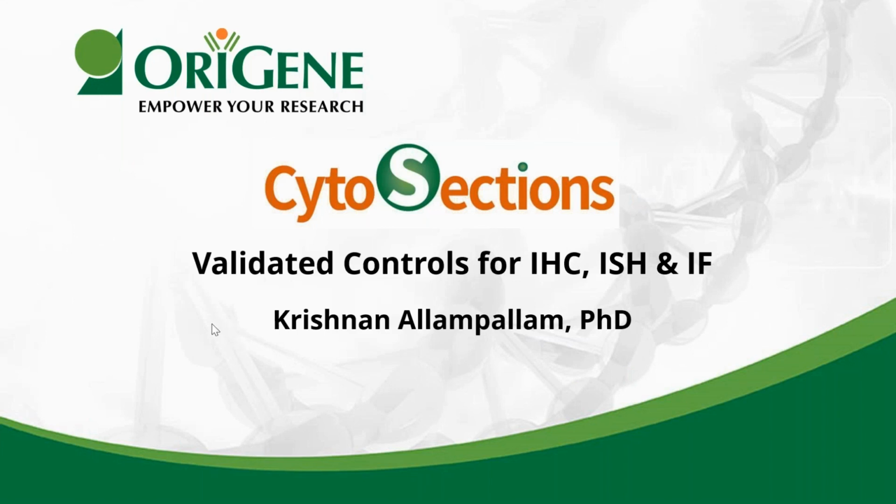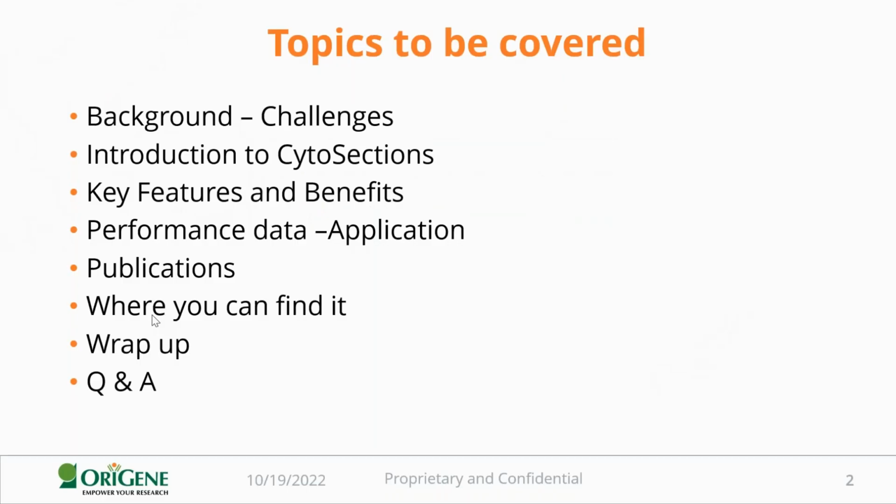We're on to the webinar, starting off in CytoSections, validated controls for immunohistochemistry, in situ hybridization, and immunofluorescence staining. The topics we are going to cover today are background. We'll give you the challenges, some of the points that Sean already touched on. I'll introduce you to CytoSections, the key features and benefits that customers saw when they did the beta testing. We'll go over the performance data, publications, where you can find them on our website, and then we have a short wrap up and a question and answer session.